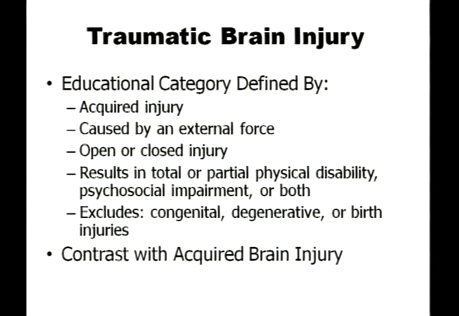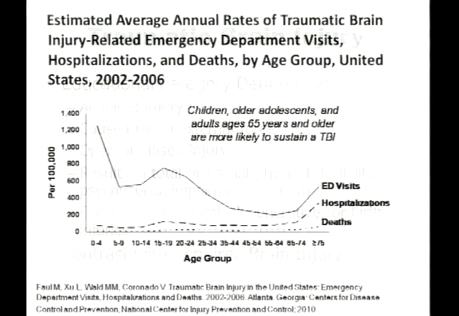So it's really in contrast to an acquired injury, which is an injury that could occur in some of those other ways I described before. So does that make sense? This is a very specific definition. So let's talk briefly about how often head injuries occur and in whom they occur.